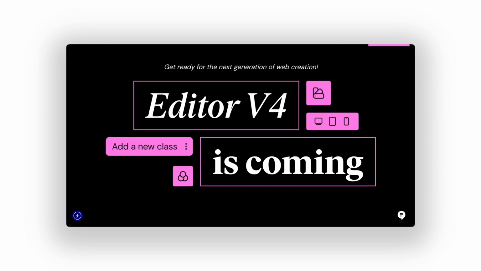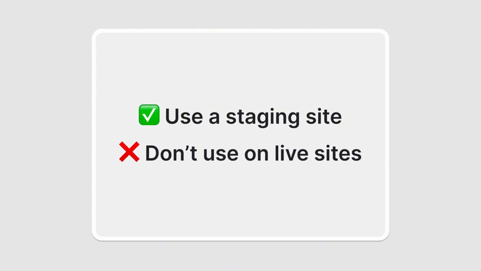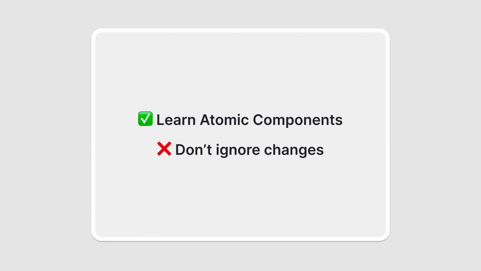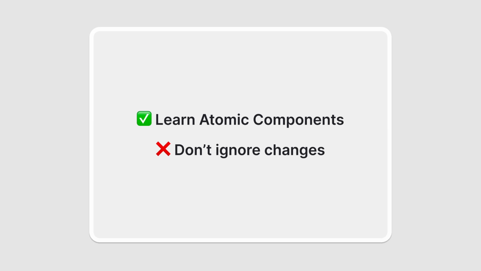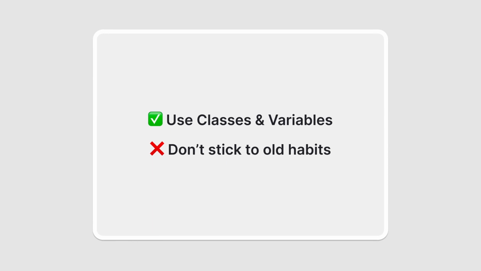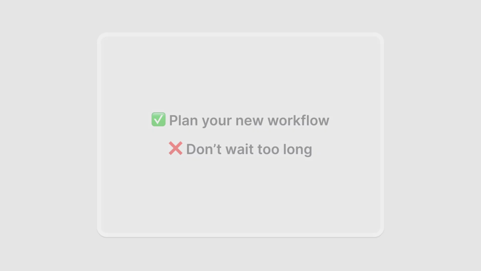If you remember nothing else from this video, just remember this. Here's what to do, and what to seriously avoid. Always test Editor 4 on a staging site, not on your actual website. Things are still changing and you don't want your real project to break. Take time to understand atomic components. They're central to the new system. Ignoring these changes means you'll be lost when version 4 becomes the new normal. Start building with classes and variables. It's the future of styling in Elementor. The old way of manually styling every element? That's over. Begin planning how you'll structure new projects with Editor 4. If you wait too long, catching up will feel overwhelming.